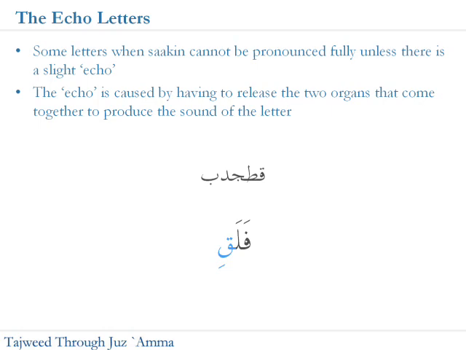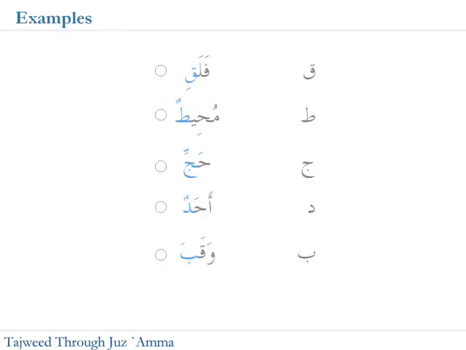Now all the letters that you see, the 5 letters, the qa, ta, ja, da, ba, are the same. They all require, when they're sakin, that you release the 2 organs that come together in order to complete the sound. So we'll take some examples, and on all of these we put the round circles, which indicate the end of the ayah or the verse. And we're going to pronounce all of these as if they're sakin, because they're all derived sukoons at the end. Okay, so listen to the echo, starting from the top.